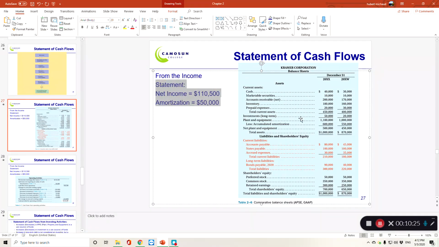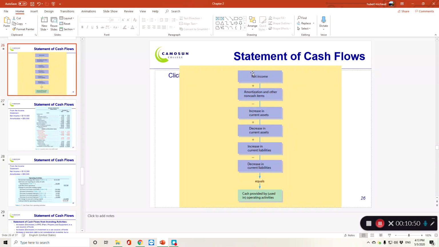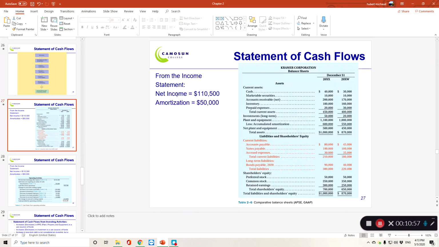Sorry, this is a balance sheet between two years. In order to do our statement of cash flow from operating activities, we need to start at our net income, which is given in the income statement I gave you above, which was 110,500, and we need our amortization, which was also in the income statement above, which was $50,000. So if you remember correctly, what I told you here, we start at net income and we add amortization and other non-cash items, right? So we start at this and we add 50,000.